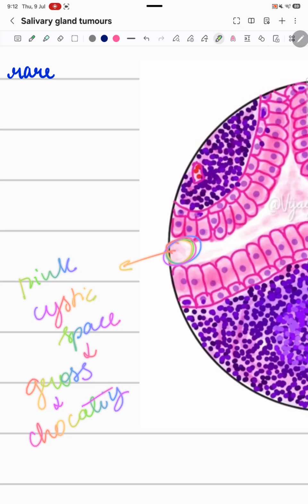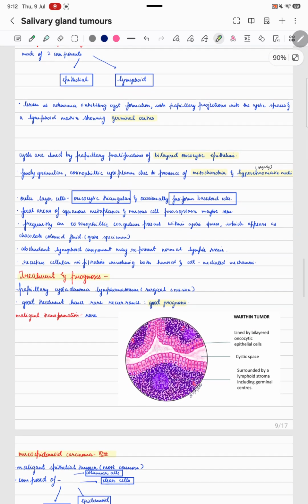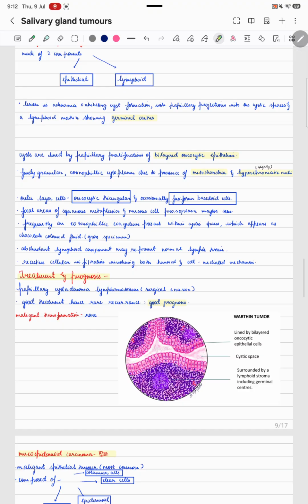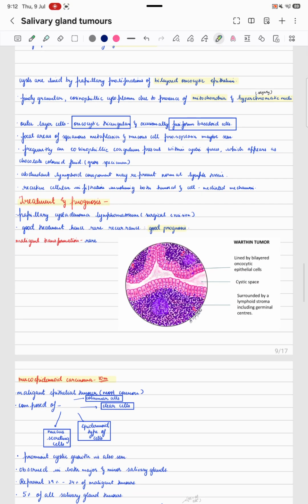Okay, chocolatey in the gross specimen. Then an abundant lymphoid component may be present in the lymph tissue. This is your cystic space, and here an abundant lymphoid component can be present.